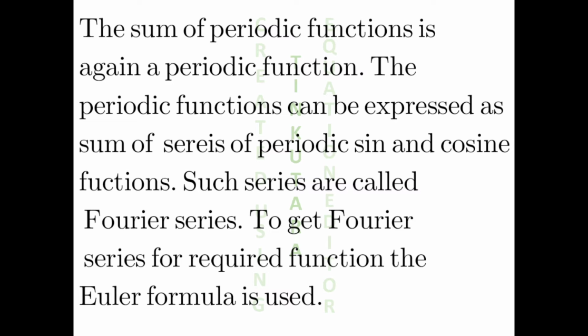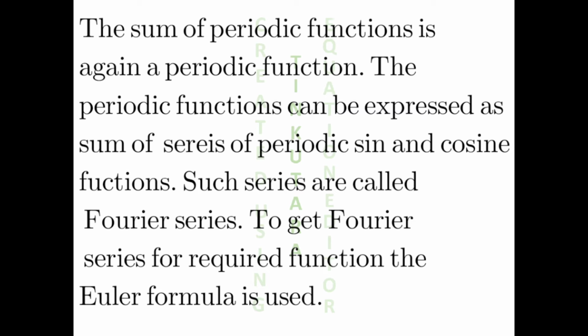In case of Fourier series, if f(x) is a periodic function defined on some interval, we use Euler's formula and find the Fourier series expansions. Here there are two kinds of Euler's formula. One is the basic Euler's formula and another one is the modified Euler's formula.